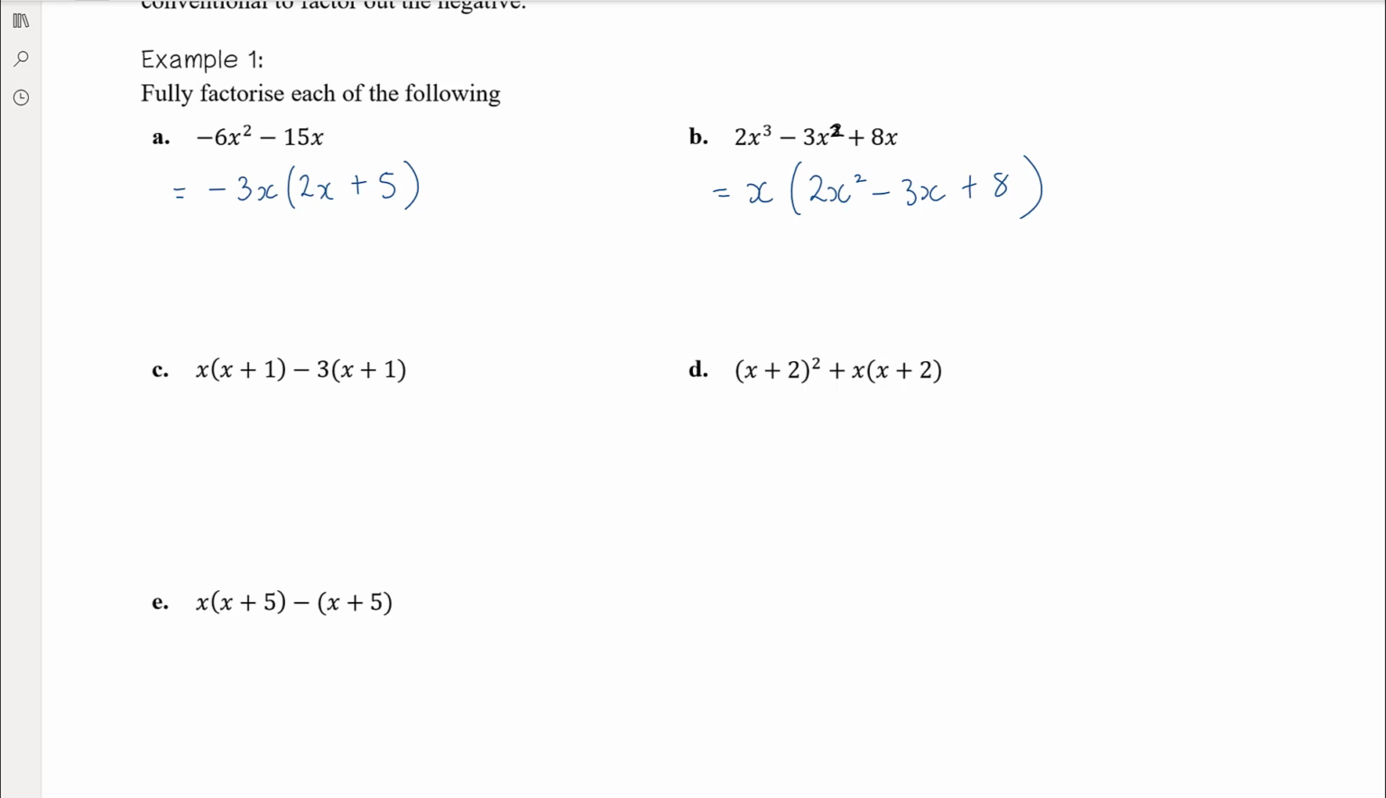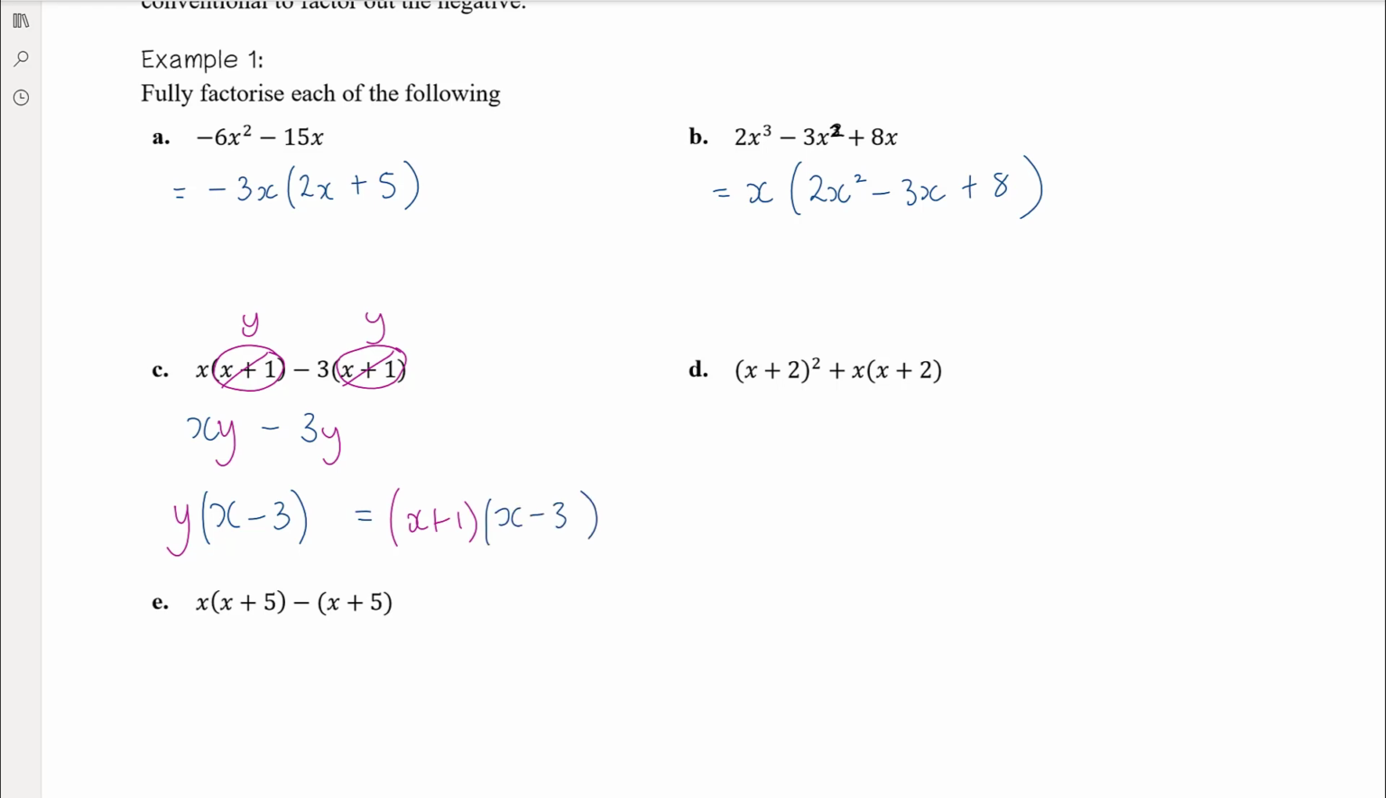Now, you might be able to see that this has a common factor of x plus 1. If you have trouble seeing that, imagine that I say, let's call x plus 1 something. Let's just call that y, for example. So this expression becomes x times y minus 3 times y. And now you should be able to see that y is a common factor, leaving you with x minus 3. And obviously y wasn't, we introduced that to help us, y was x plus 1. So this is x plus 1 times x minus 3.